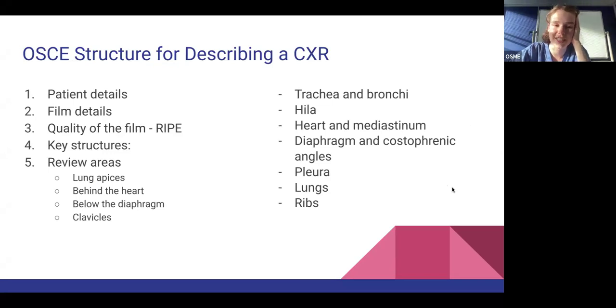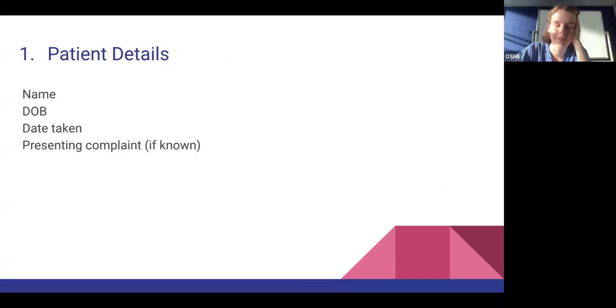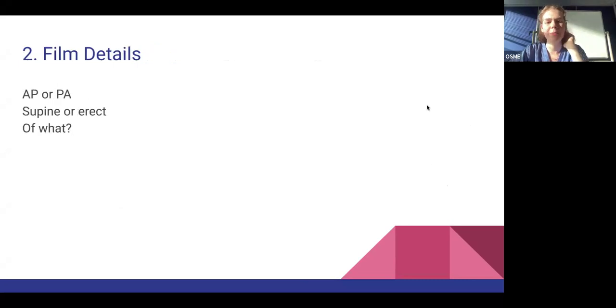So we're going to do the patient details: name, date of birth, age as well, date taken, and then the presenting complaint if you know it. So exactly the same as ECGs. Hopefully you'll be in the swing of that. Film details: AP or PA, front to back or back to front. AP is the normal way. PA, if you get that, it does some funny things, might make the heart look really weird. It's just good to know.